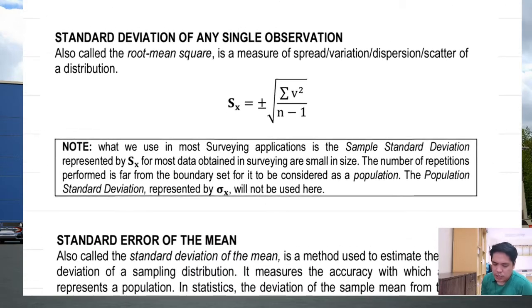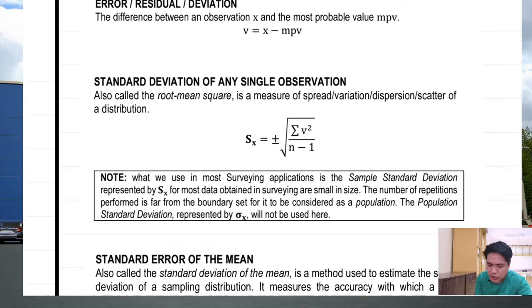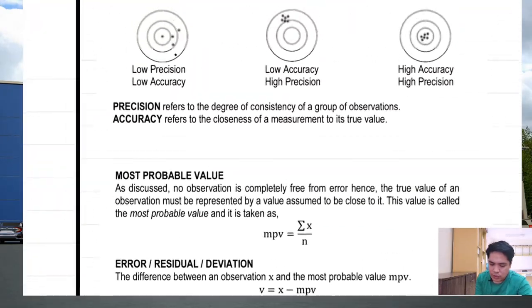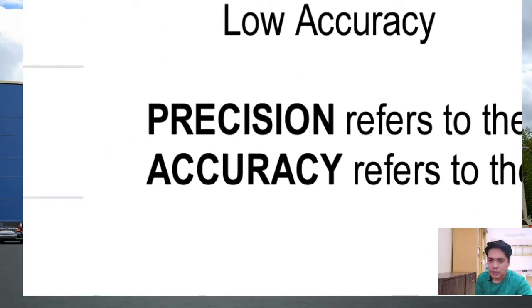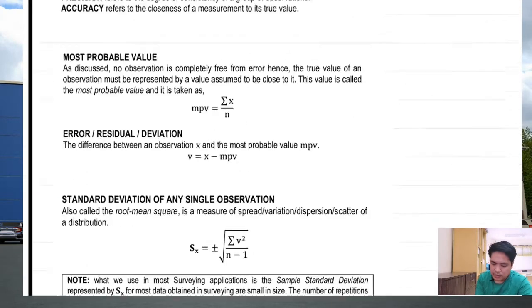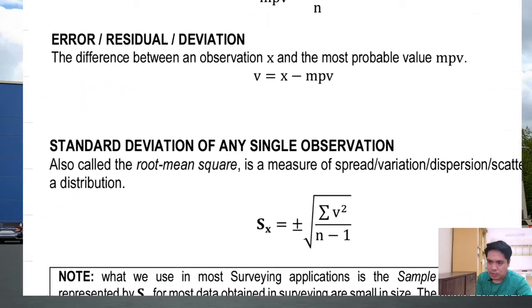Okay. Next is the standard deviation of any single observation. So when we say standard deviation, I think you are done with your statistics. The standard deviation, also called the root mean square, is a measure of spread, variation, or dispersion or scatter of a distribution. So basically, when you compute for the standard deviation, it tells you how scattered the responses are, or how scattered the data are. Okay, so for example, the standard deviation will now give you a hint or an idea of the precision in your measurements, because if the standard deviation is dako, that means you are katag. Okay, nag-deviate siya og dako ang imong mga measurement.